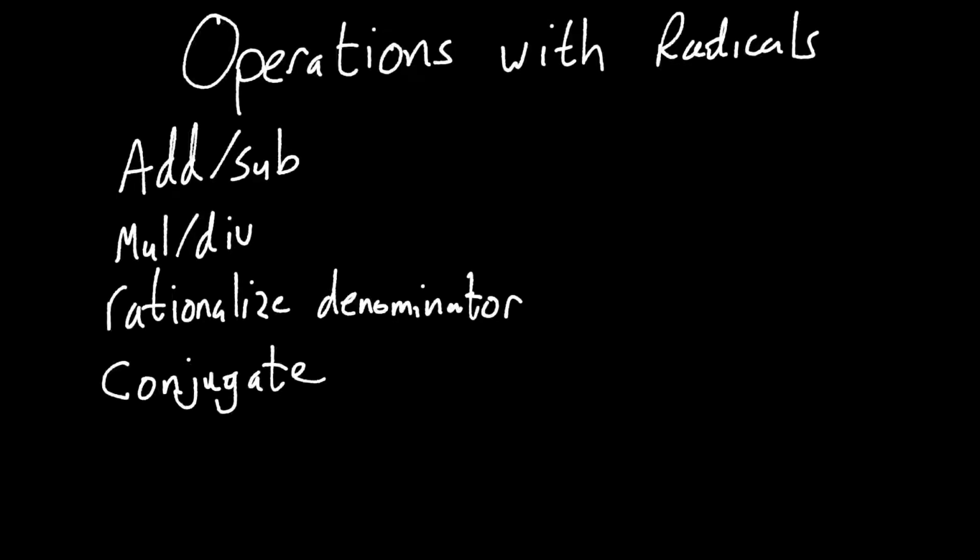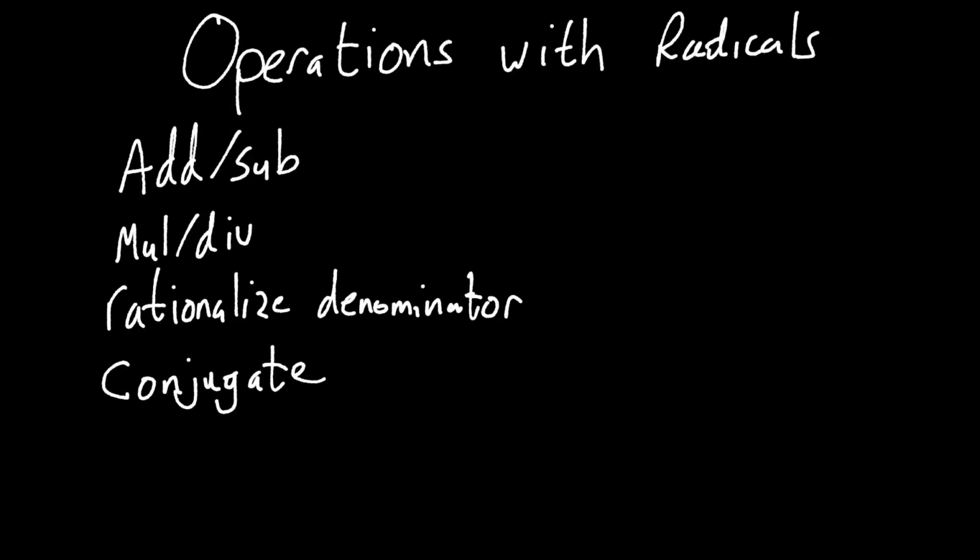This video is going to focus on operations with radicals, and as you can see over here we have four main categories that we're going to hit on today. First is adding and subtracting, then multiplying and dividing, rationalizing the denominator, and then lastly the conjugate. Each of these has special rules, and as long as you follow them, with addition, subtraction, multiplication, and division, it's pretty much the same thing as working with just plain integers.